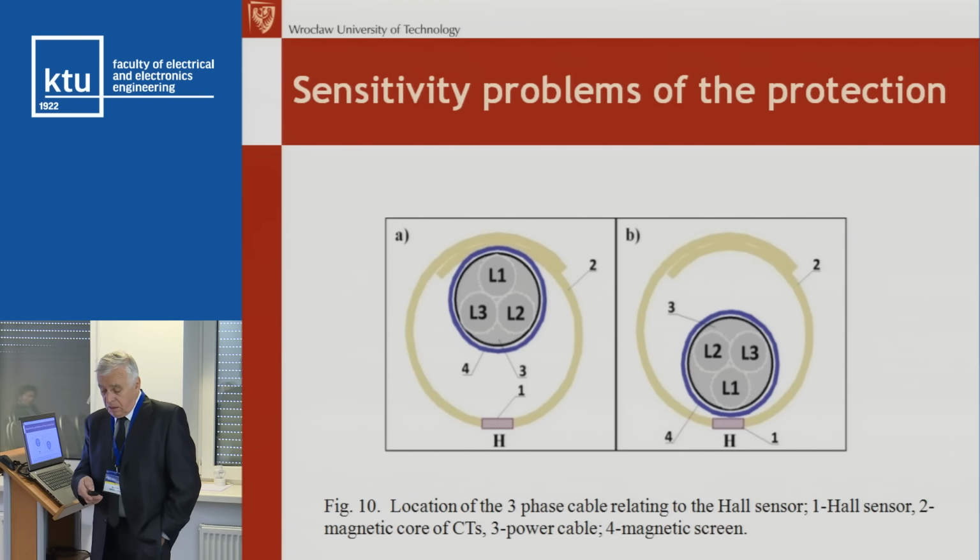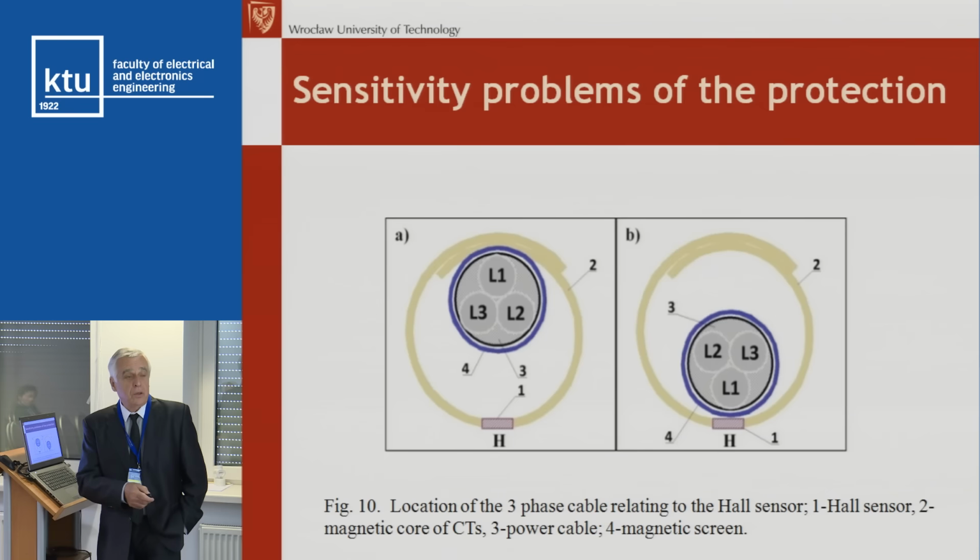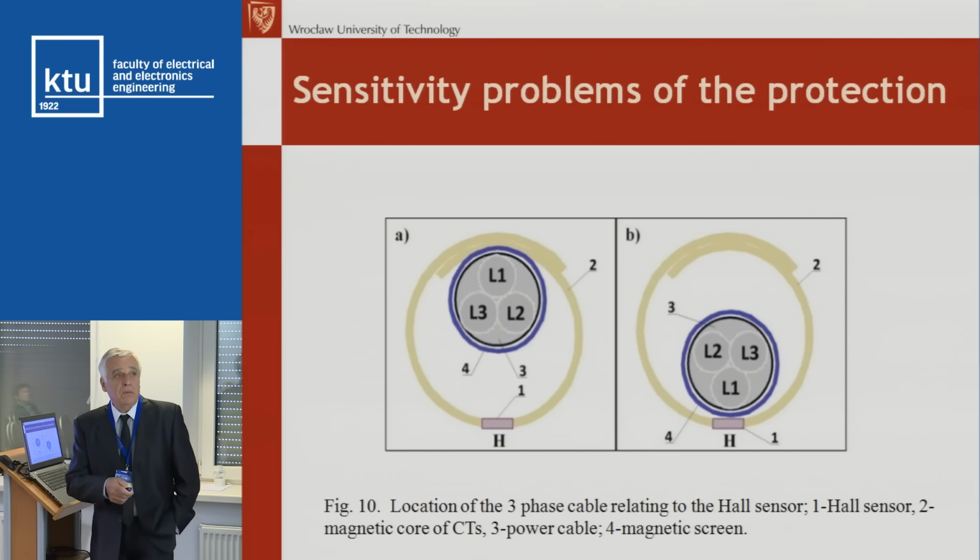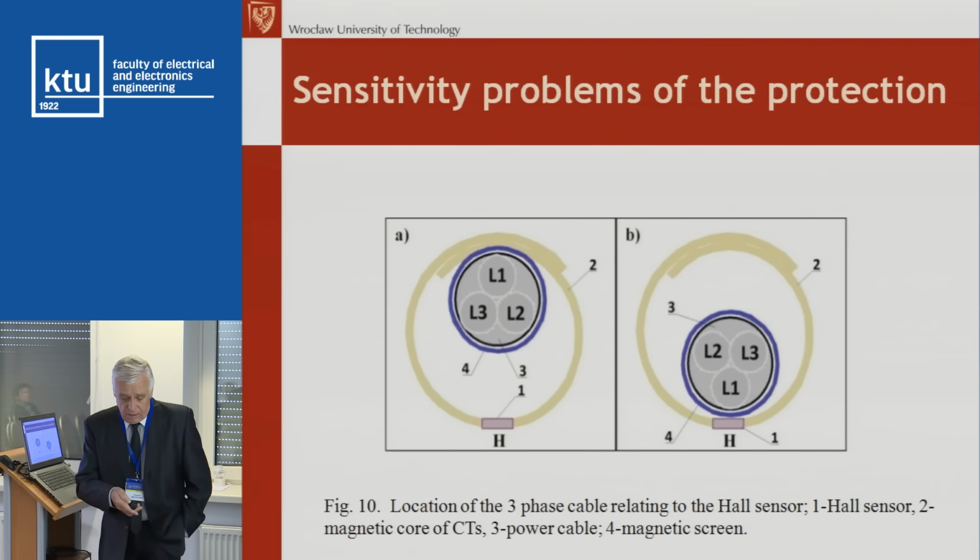It's a real problem since if we want very sensitive protection, we have to protect against this problem. Therefore, what we decided in this case was to use an additional screen. The cable is surrounded by an additional screen made of the same material. And what is the influence of this?